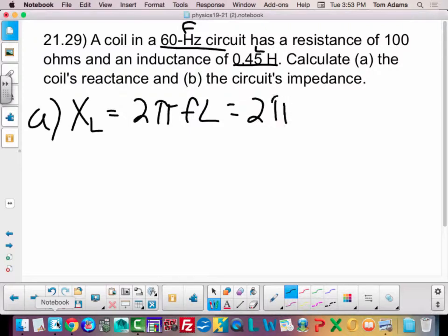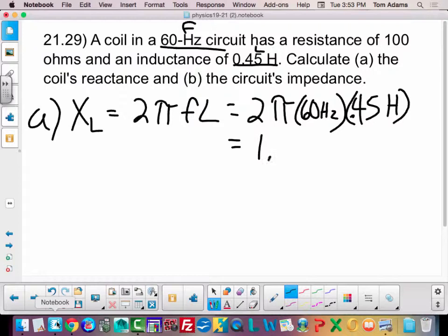So I've got 2 times pi times the frequency, which is 60 hertz, times the inductance, 0.45 Henry, and all of that stuff. If you plug that in a calculator, it should give you an inductive reactance of 1.7 times 10 squared ohms. Okay, so good, that's good.